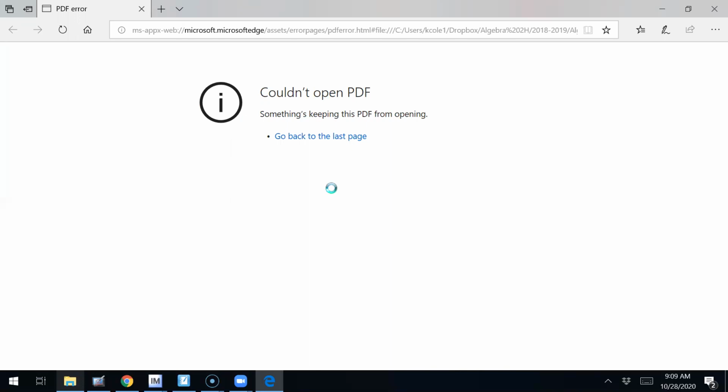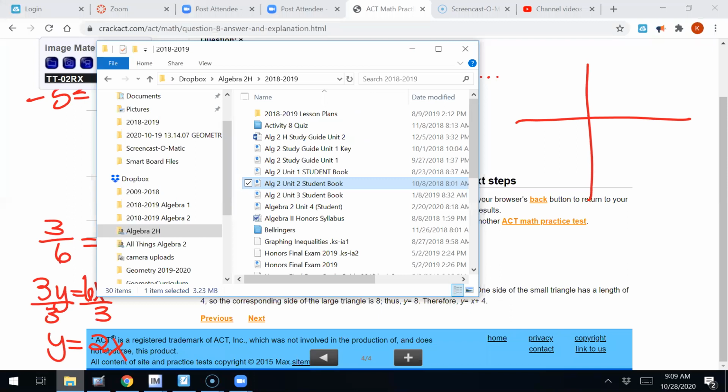All right. What do you mean you can't find my PDF? What does that even mean? You open up my PDF. That's the wrong one. Not what I want. Perfect.